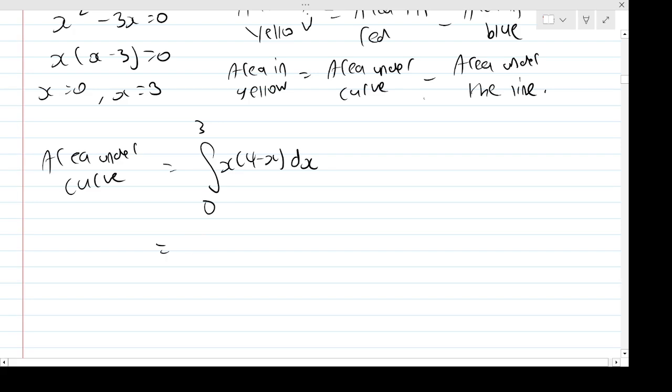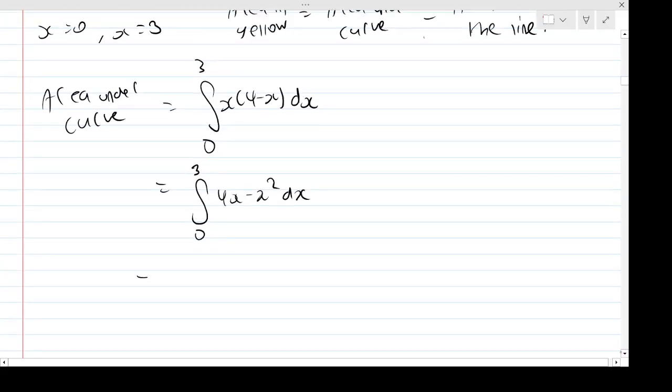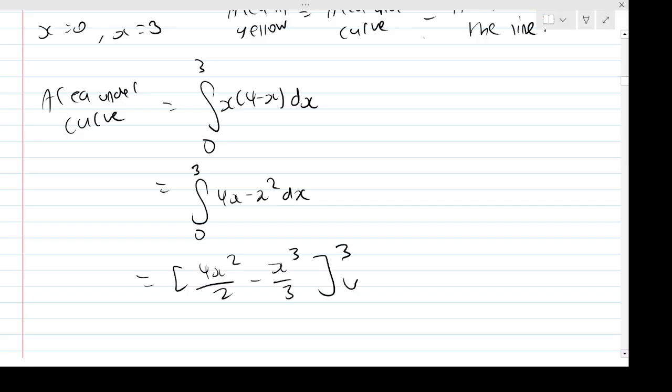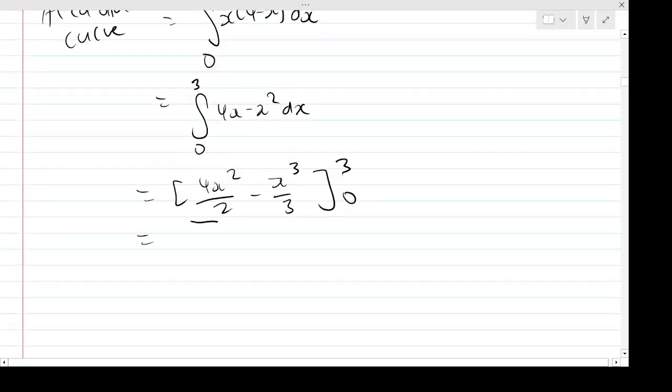If we integrate that, well, actually, no, we can't integrate it as it is, because we need to expand the brackets. So if we expand that, we get 4x take away x squared dx. And so then we can integrate. 4x will go to 4x squared over 2, then take away x squared goes to x cubed over 3, between 3 and 0. We can tidy these fractions up a little because 4 over 2 goes to 2. So we have 2x squared take away a third x cubed between 3 and 0.